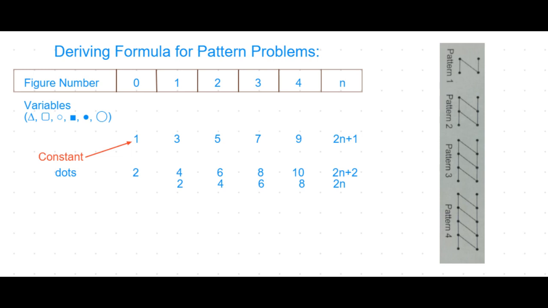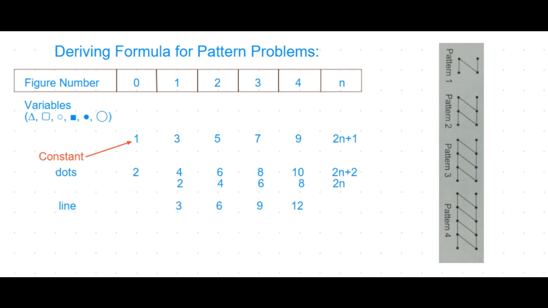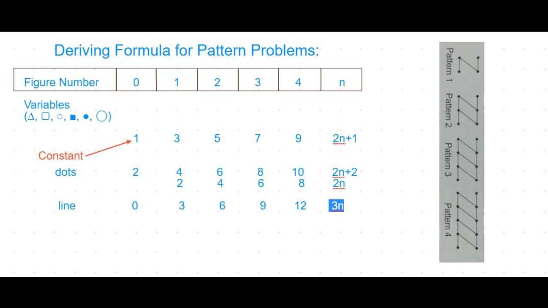Okay, now let's look at the number of lines. Pattern 1 has 3 lines, pattern 2 has 6 lines, pattern 3 has 9, and pattern 4 has 12. We see again there is a constant difference, 3, 6, 9 and 12. In this case, if we try to find pattern 0, it would be 0 because 3 minus 3 would be 0. Which means the constant would be 0. That part wouldn't be there. But otherwise the sequence is straightforward. 3 times the pattern number because it is increasing in 3's. So 3 times n is just 3n.